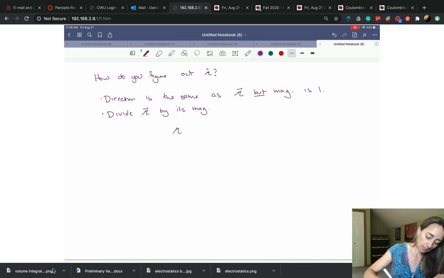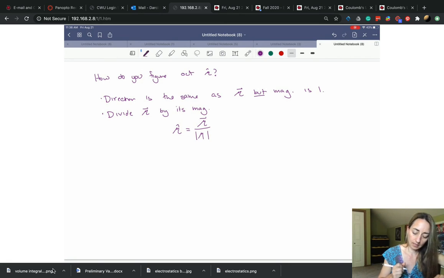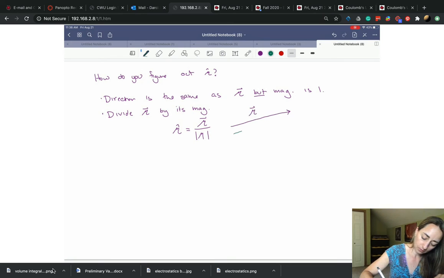So r hat is going to be equal to our separation vector divided by the magnitude, or the length, of that separation vector. That's going to take our separation vector, no matter what it is, and shrink it down to our unit vector that has a length of 1. Mathematically, that's what it looks like.